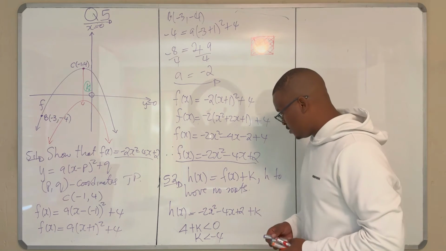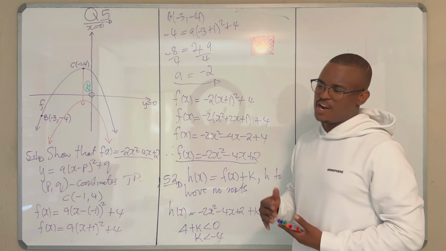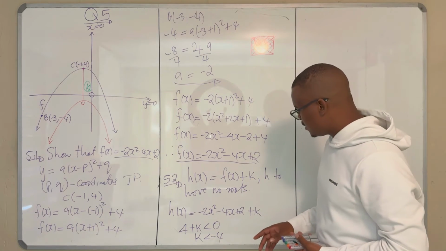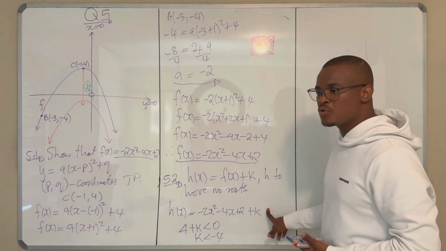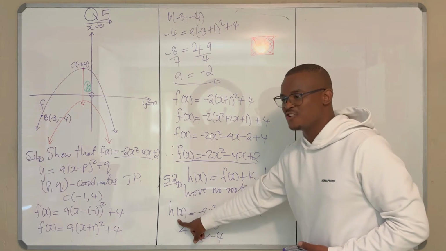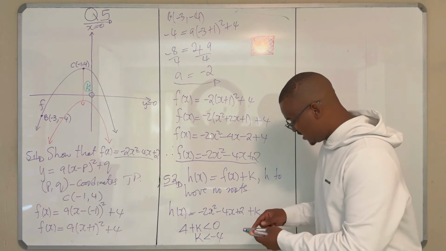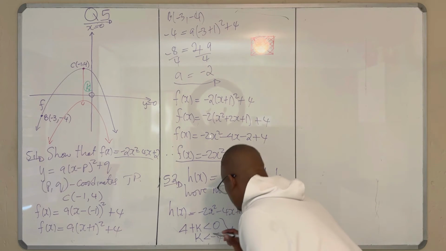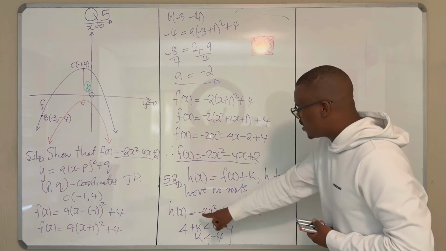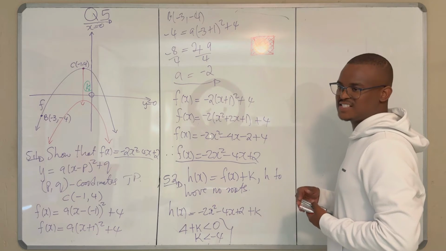Or this is the quickest way you can do it. A more precise way to do it: you can say, we want this to have no roots, so we want it to have no x-intercepts. So let's equate it to 0, knowing that it will not have intercepts. So this is another option.